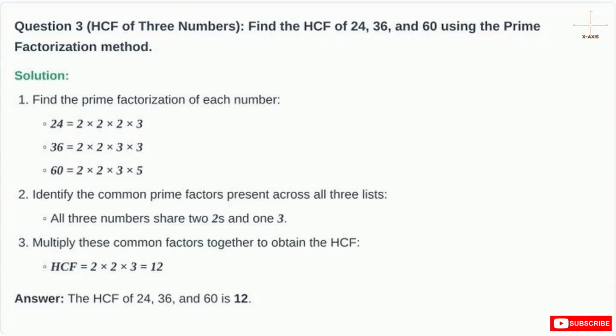This breakdown displays the prime factorization method for calculating the highest common factor. We have taken 3 numbers, 24, 36, and 60, and split them entirely into their prime building blocks. To find the greatest piece they all share, we identify the specific primes that appear in all 3 lists. In this case, each number shares 2 2s and 1 3. Multiplying those common factors together gives us a highest common factor of 12.